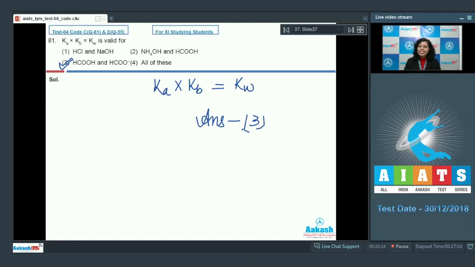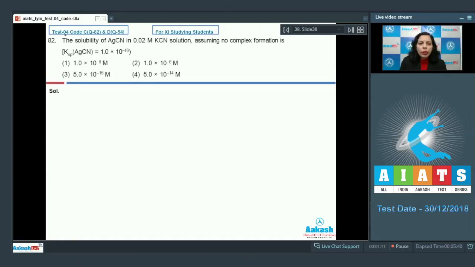Now after this, let's take the next question. Question number 82. The solubility of AgCN in 0.02 molar KCN solution, assuming no complex formation, is. The Ksp value for AgCN is given, that is 1 into 10 to the power minus 16. So here we have to just find out the solubility of this AgCN in KCN solution.